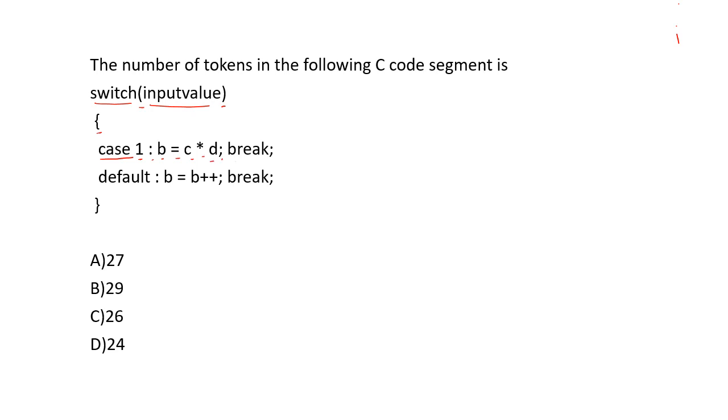semicolon would be 14, break would be 15, semicolon would be 16, default would be 17, colon would be 18, B would be 19, equal to would be 20, B would be 21, plus plus would be 22, semicolon would be 23, break would be 24, semicolon would be 25, and closed curly brace would be 26. So the total number of tokens here is 26.